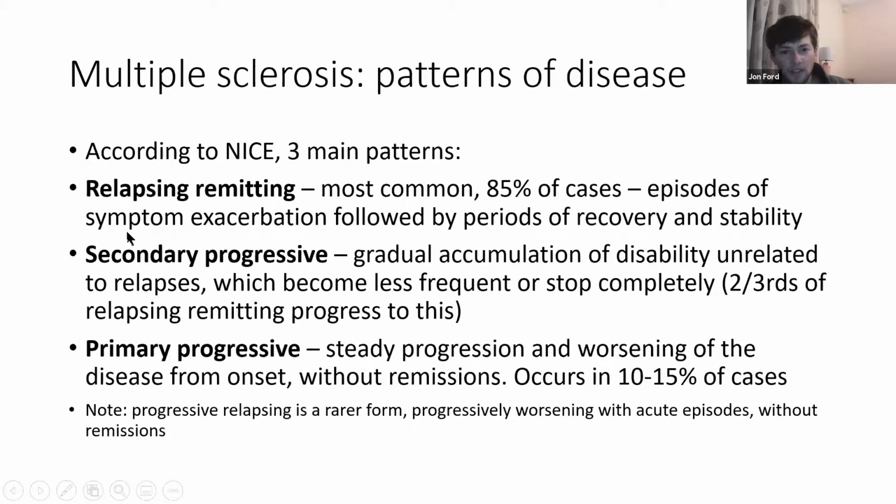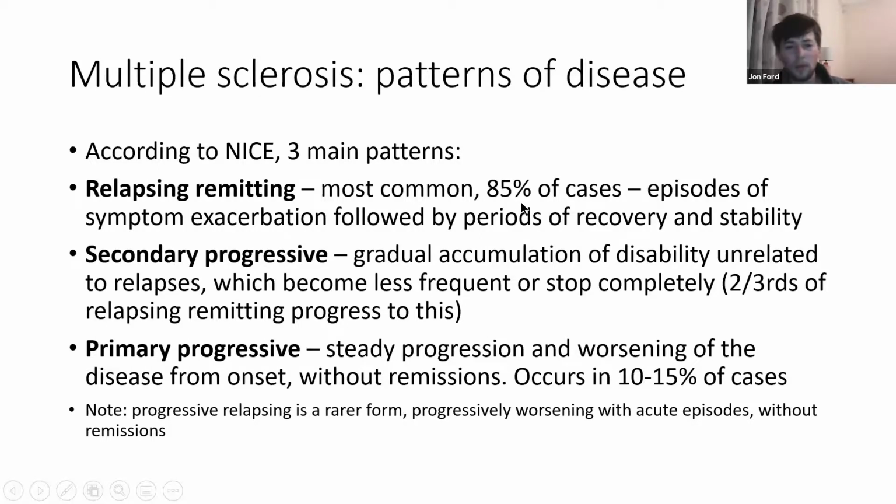Okay, patterns of disease. This is important to know about. NICE says there's 3 main patterns. I think at med school we get taught that there's 4, and there are 4. But progressive relapsing is a rarer form, so you don't need to know as much about it. But relapsing remitting is the most common. It's about 85% of cases.